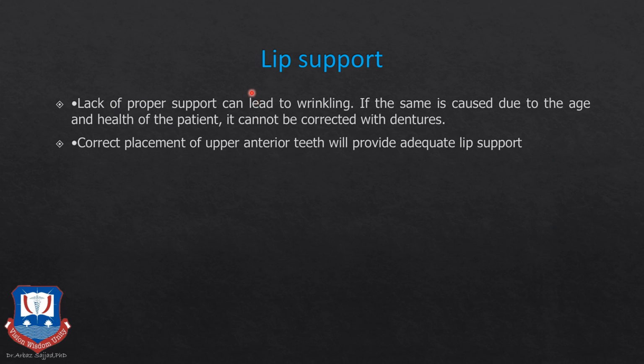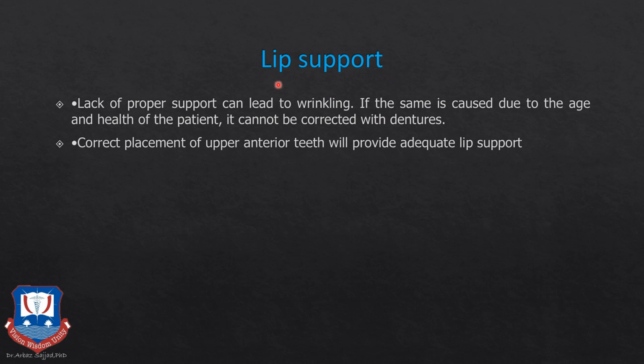Now, coming to the lip support, lack of proper support can lead to wrinkling of the patient's lips, the philtrum, and the nasolabial fold. This is mainly caused due to age, the health of the patient, and sometimes it may not be correctable with giving new dentures. So, the patient should be informed beforehand what can be corrected and what cannot be corrected. However, needless to say, by proper placement of the anterior teeth, that is canine to canine, we can to a certain extent provide proper lip support.